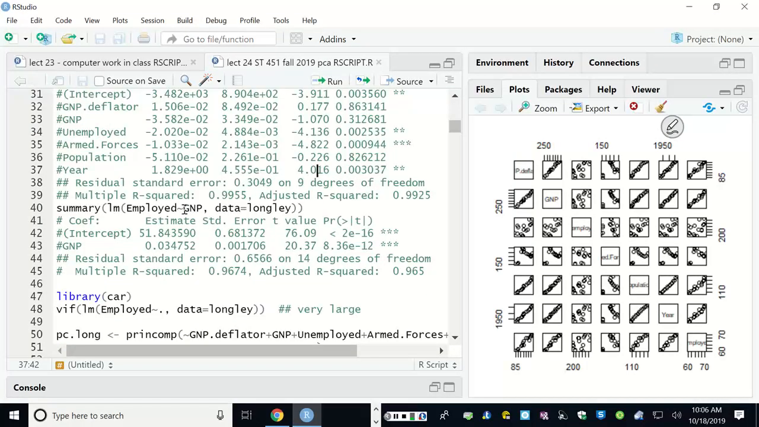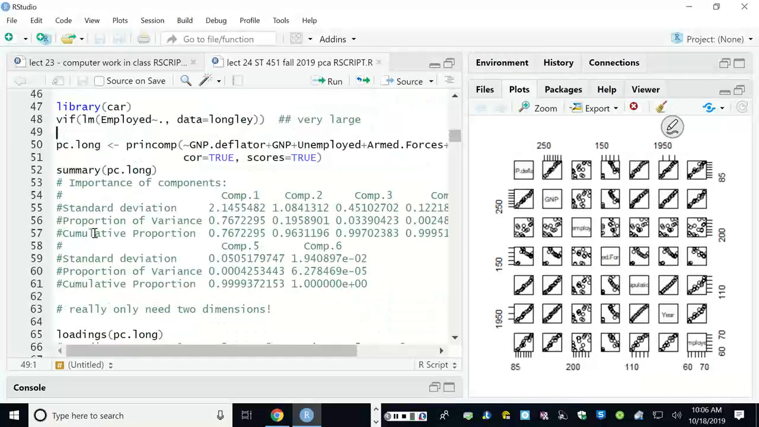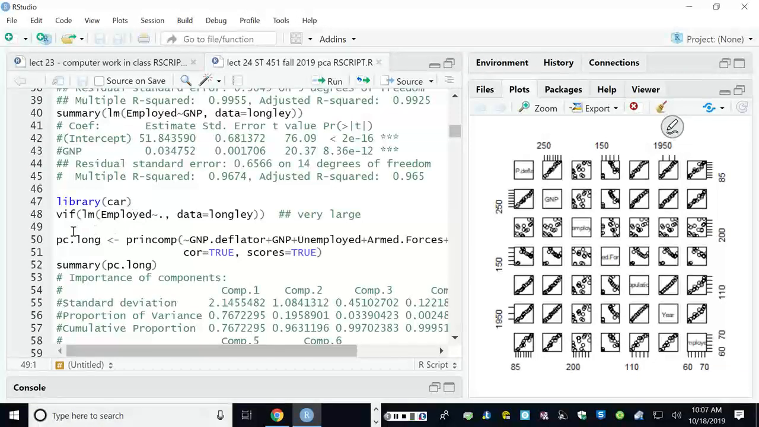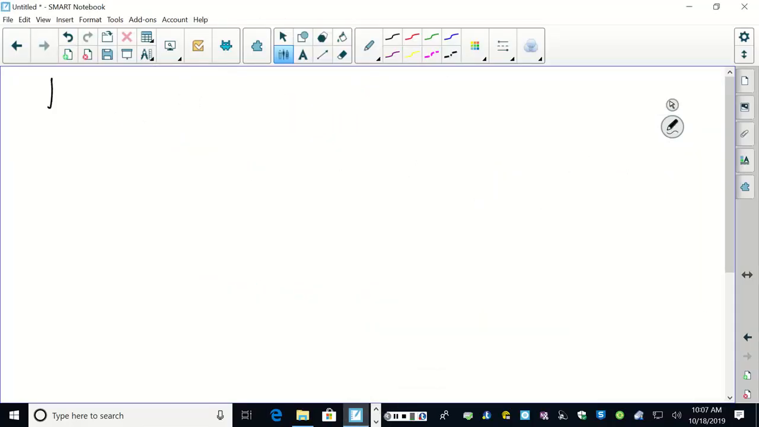If you just regress on GNP by itself, for instance, you do get a highly significant regression, and it's 0.967 R squared. That's what we would expect. So what happens when we put all these other variables in there? Well, there's something called a variance inflation factor in regression.